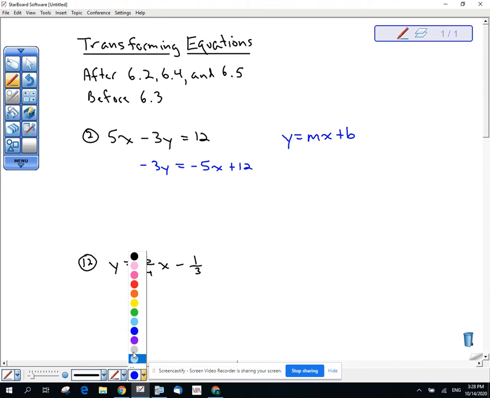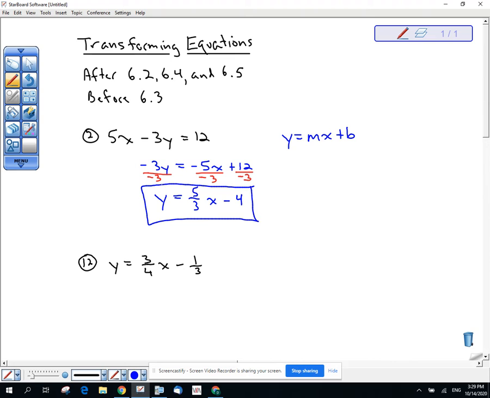Okay. Now what will you do? Well, again, y is being multiplied by -3, so what we'll do is divide by -3. Do please simplify a negative divided by a negative to be positive, and this gets y by itself. This is 5/3 x, and then 12 divided by 3 is 4. A positive divided by negative is negative. So this is slope intercept form, and that's really all there is to it.